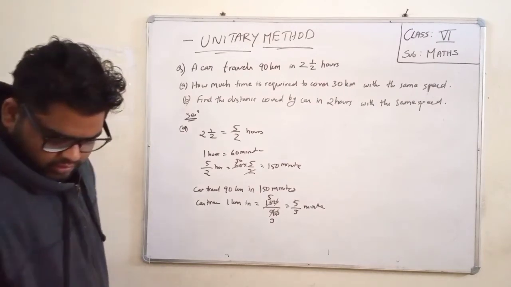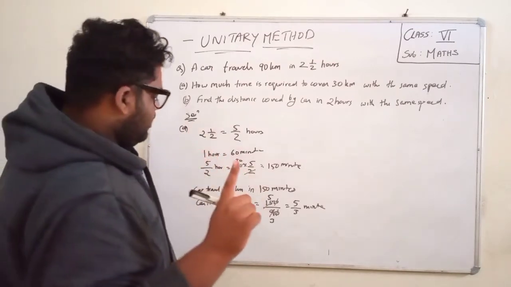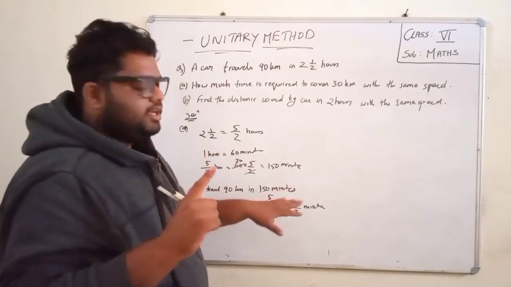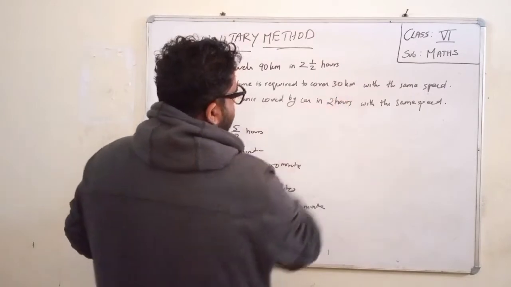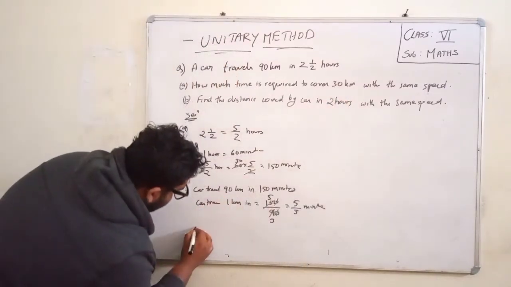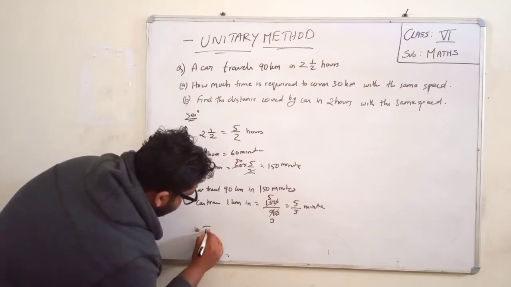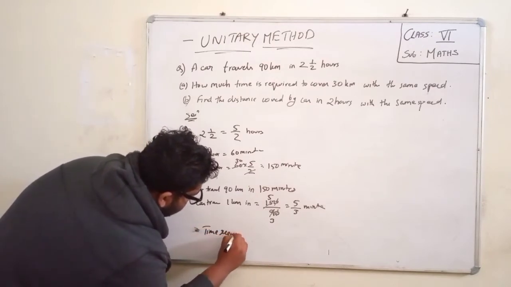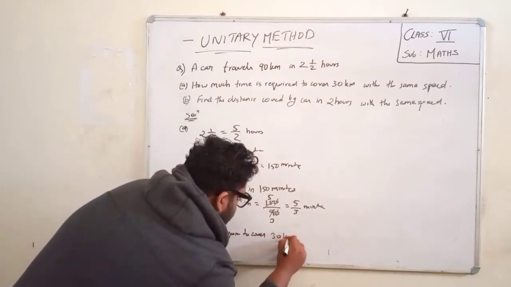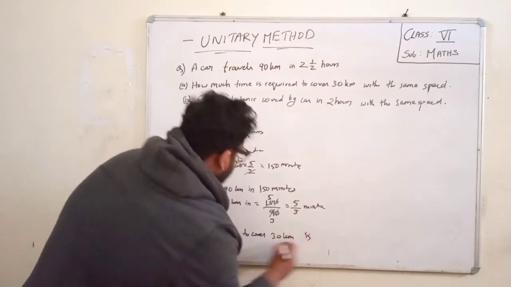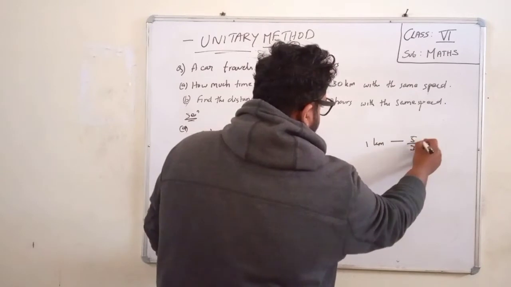5/3 minute. So the car travels 1 kilometer in 5/3 minute. Now we have to find how much time it takes to cover 30 kilometers. So the time required to cover 30 kilometers is, we can say 1 kilometer takes 5/3 minute.